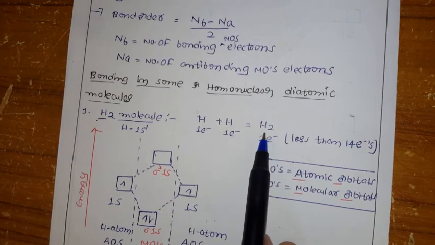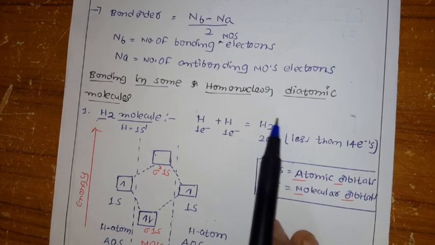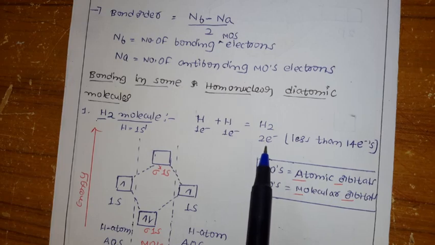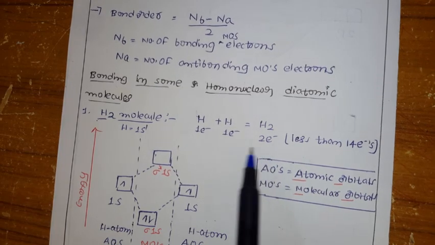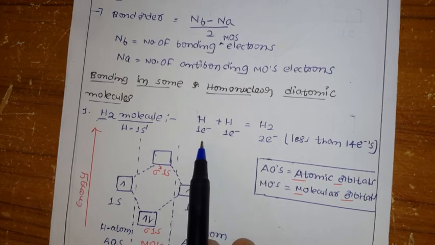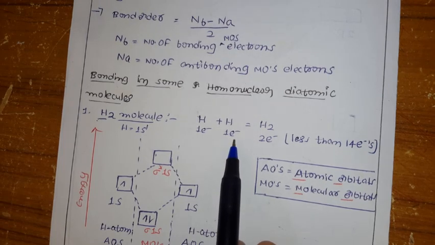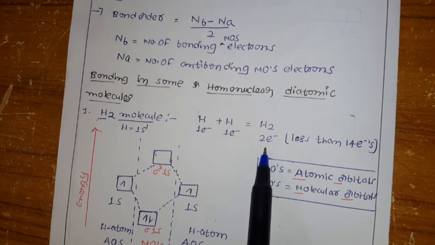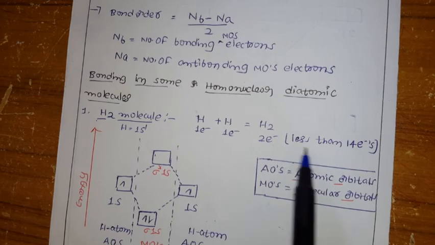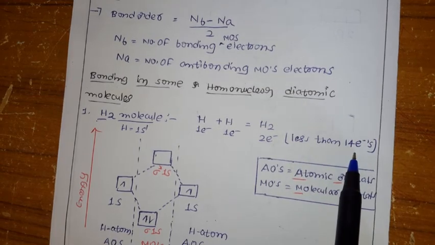Now let us count the total electrons. How many atoms are there in the H2 molecule? Total we have 2. One hydrogen has 1 electron, the second hydrogen has 1 electron, so in total we have 2 electrons. So this is a case where we have less than 14 electrons.